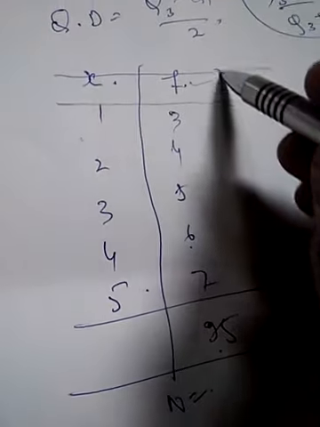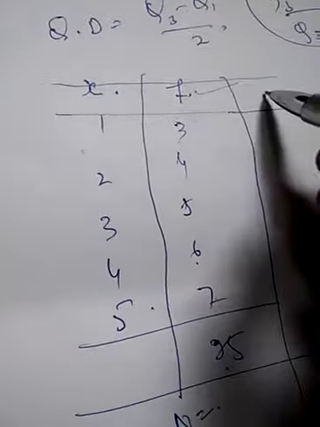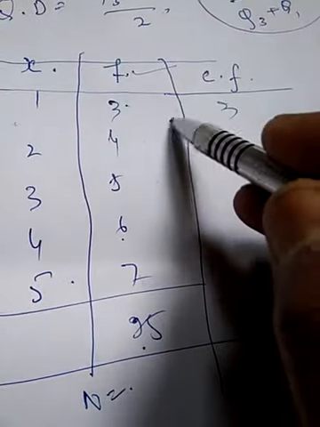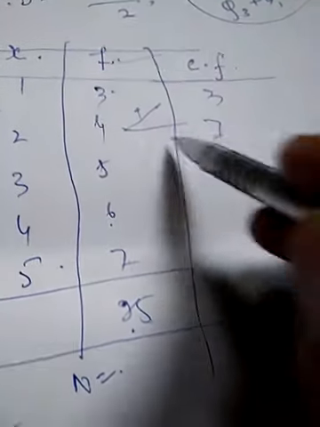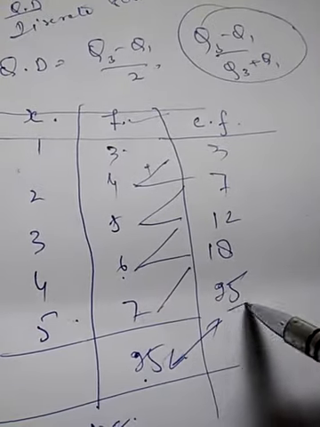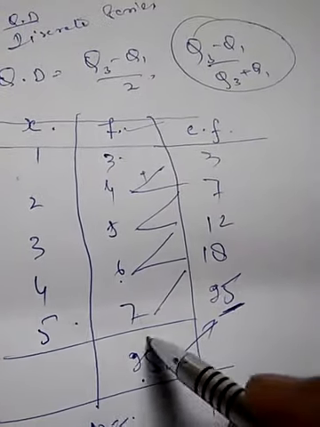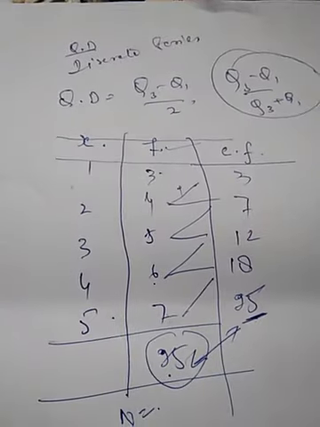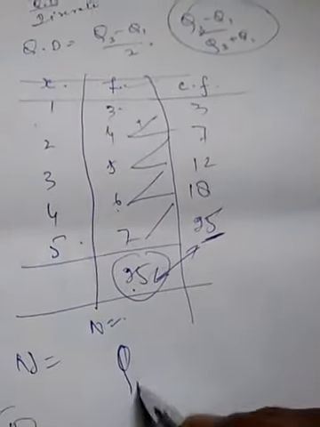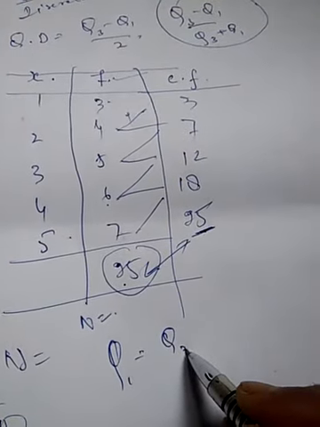Right? Now what next is done here? We calculate CF, cumulative frequency. We cumulate the frequencies. We take the sum of the frequencies. That's 3. 3 plus 4 is 7. 7 plus 5 is 12. 12 plus 6 is 18. 18 plus 7 is 25. Here you have to remember one thing, that the last item in the CF and the total of the frequencies is always equal.